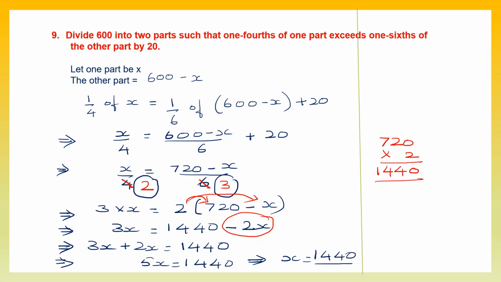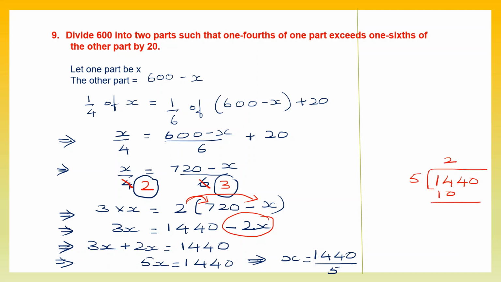1440 divided by 5. So let's do this division. 1440 divided by 5. 5 2s are 10 minus 4. I bring down the other 4, 44. 5 8s are 40 minus 4. Bring down again. 5 8s are 40. So now we have found the value of x to be 288.